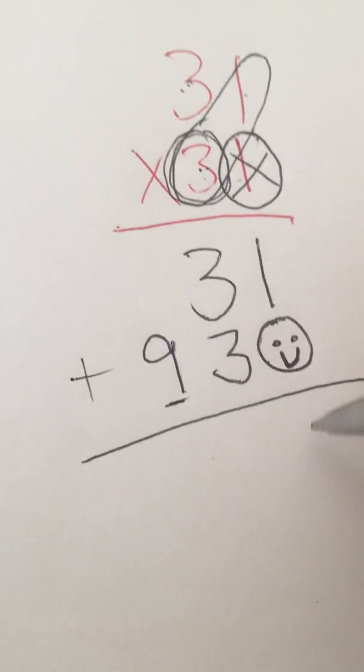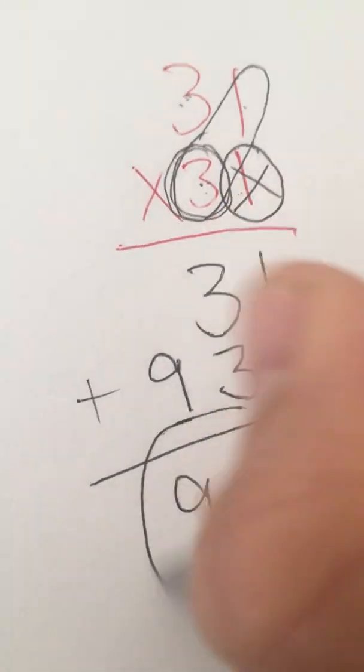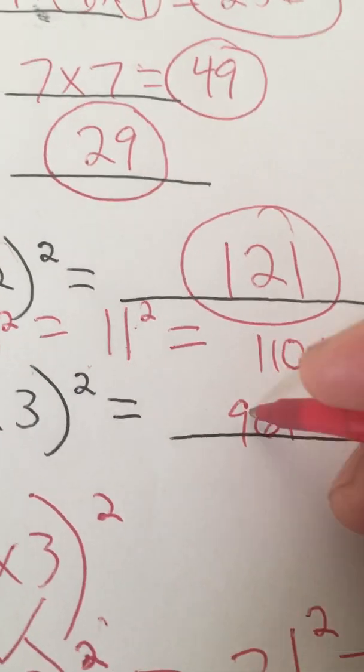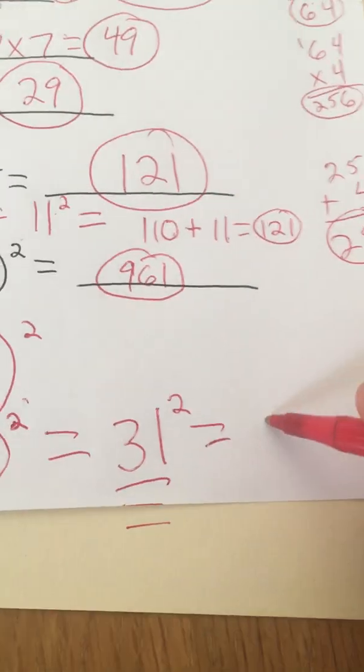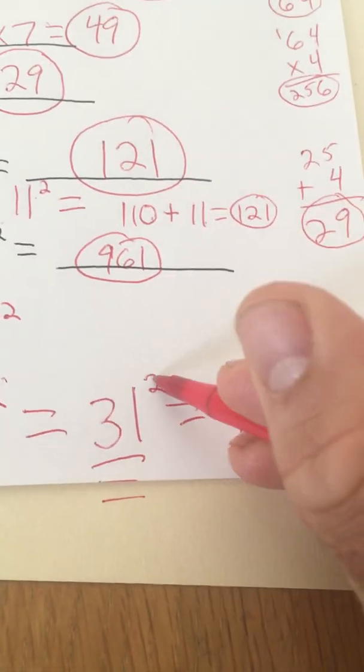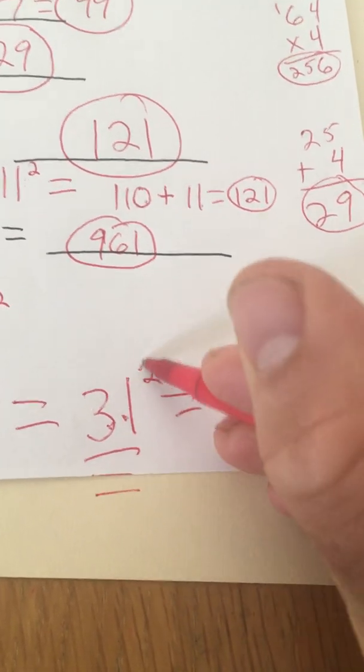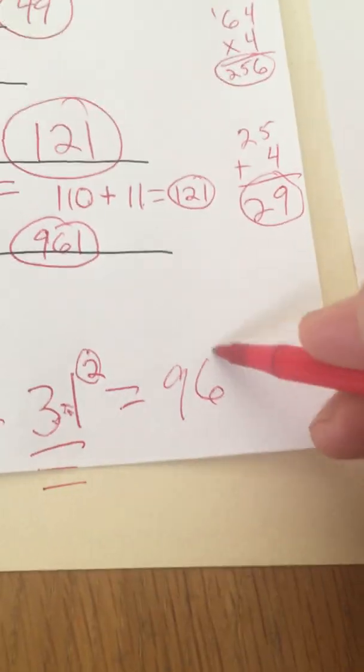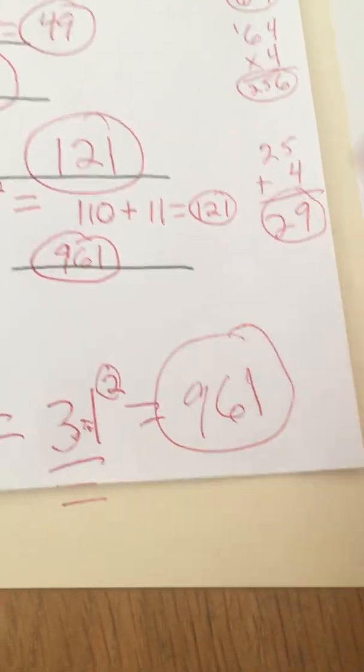Then we add those two partial products, 961. So the answer to this last one was a tough one, 961. It's 31 squared, which is 31 times itself twice. 31 times 31 was 961.